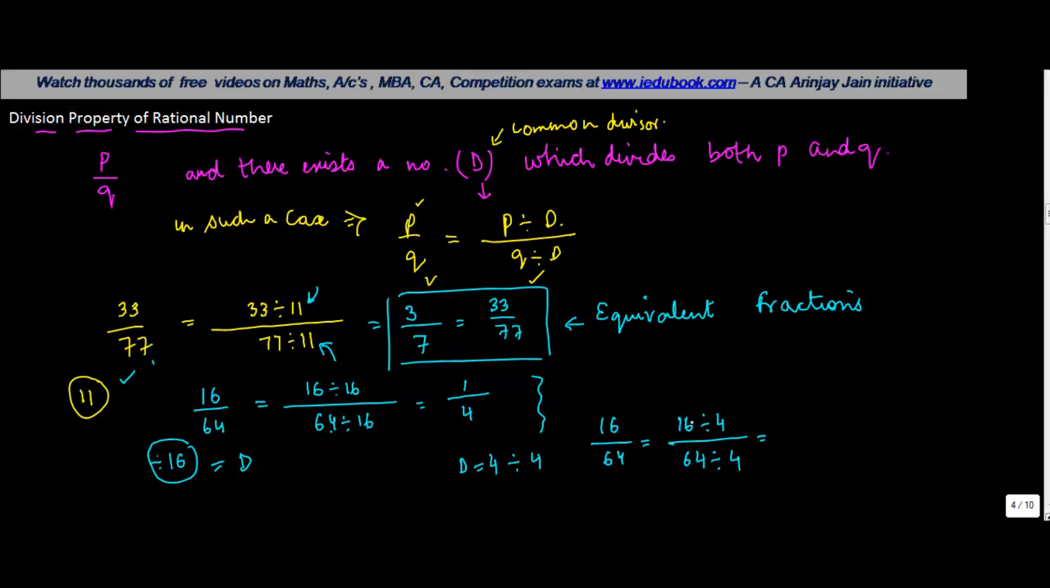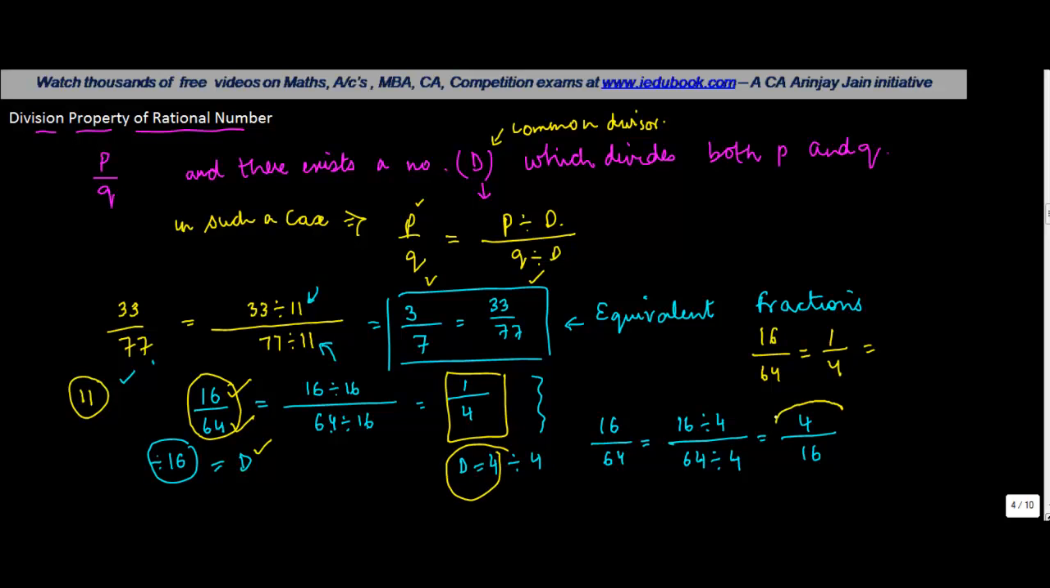As you solve these two, what do you get? 16 divided by 4 is 4, 64 divided by 4 is 16. So if you notice, basically when you divided this by a common divisor which divides both the numerator and the denominator, then you got 1 upon 4. So we can write that 16 upon 64 is equal to 1 upon 4 is equal to, and when you divide it by a common divisor 4, you get this as answer, 4 upon 16. All these are basically your equivalent fractions. Okay, so this is the division property of a rational number.